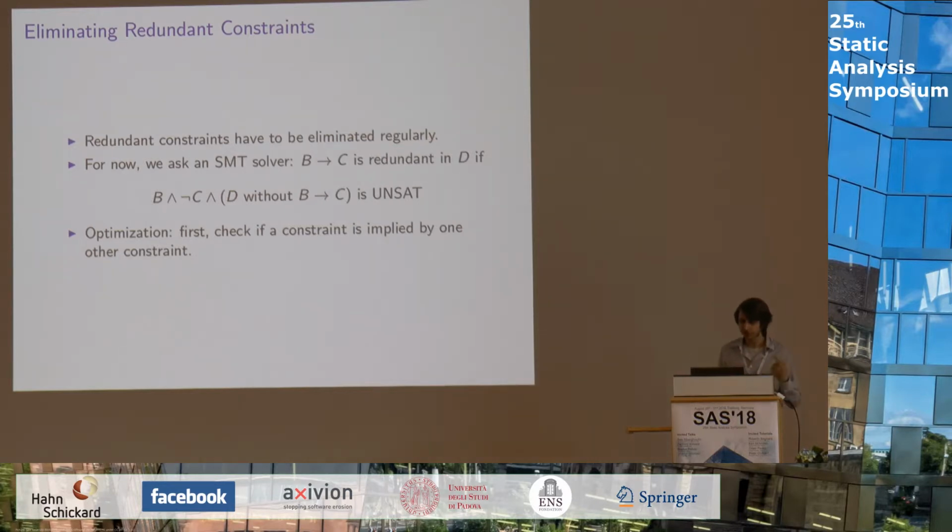So this is complete. There are also incomplete checks that we can do before we resort to this point. One thing we can do is see if the constraint is implied by one other constraint. This is incomplete, but it eliminates some redundant constraints, and in the simpler cases it would eliminate most redundant constraints.